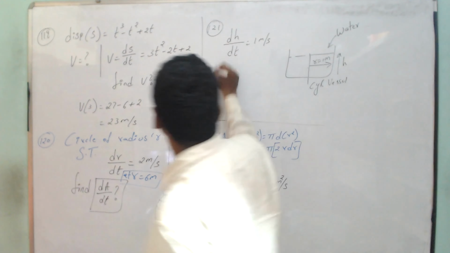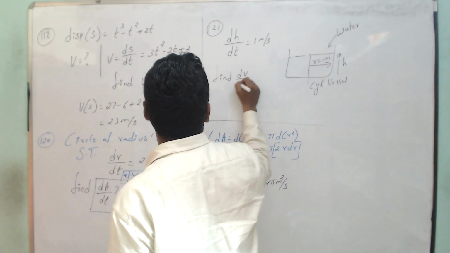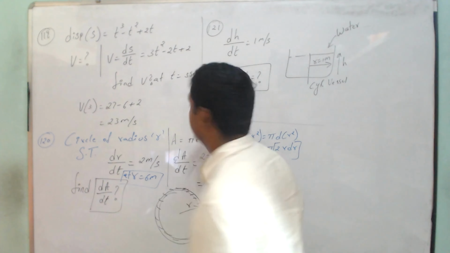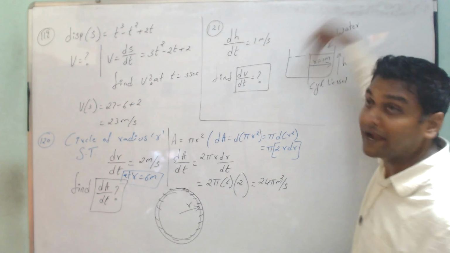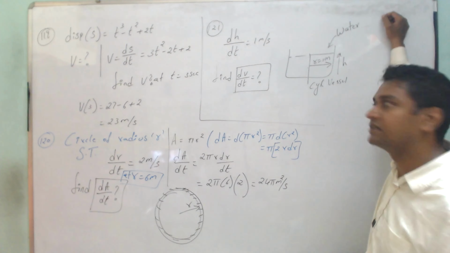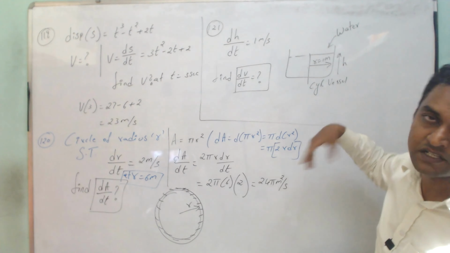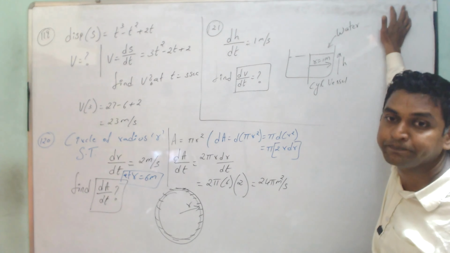So simply he will say find the rate at which the volume of the water is changing. Or I can put the question in a different way: find the rate at which I am adding the water. That will also be the same, right? The rate at which I am adding the water into the vessel is the same rate at which the volume of the water in the vessel changes. Both are the same.